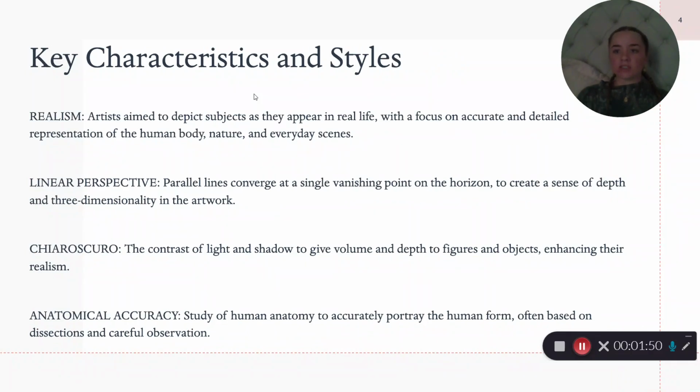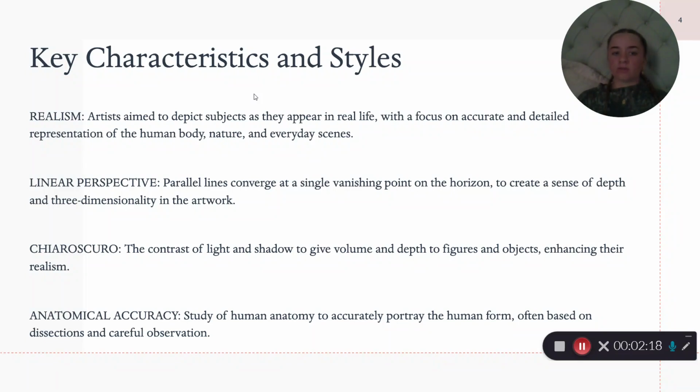Key characteristics and styles of naturalism. These are just a couple of the key characteristics. There are many, but here are some that I have listed. Realism. Artists aim to depict subjects as they appear in real life, with a focus on accurate and detailed representation of the human body, nature, and everyday scenes, like we talked about a couple slides previously.